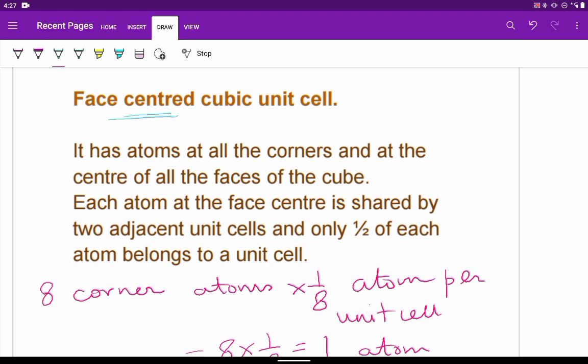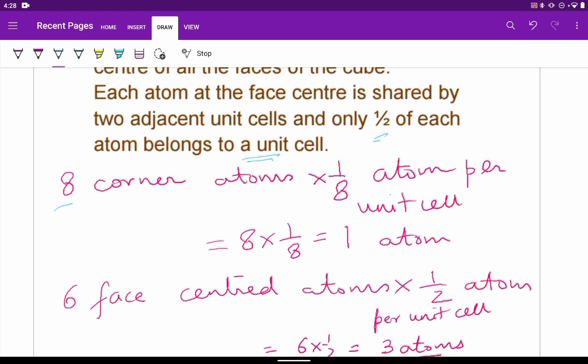Now the center of every face is shared by 2 adjacent unit cells. The atom at the face center will be shared by 2 adjacent unit cells, so half of each such atom belongs to one unit cell. Let us calculate the total number. At 8 corners there are atoms, but every atom will contribute only 1/8 for one unit cell because it is shared by 8. So 8 corner atoms into 1 by 8 atom per unit cell, that is 8 into 1 by 8, that is 1 atom from the corners.